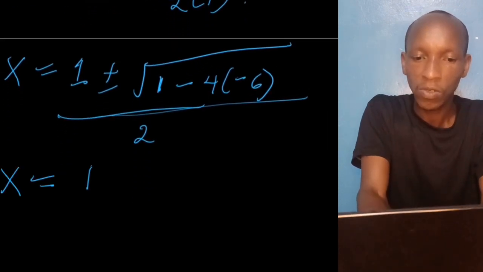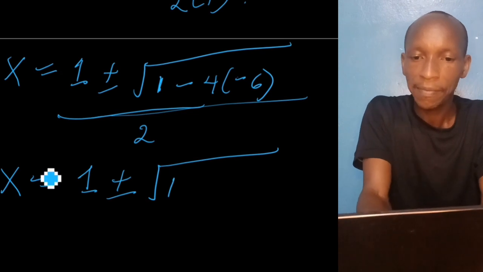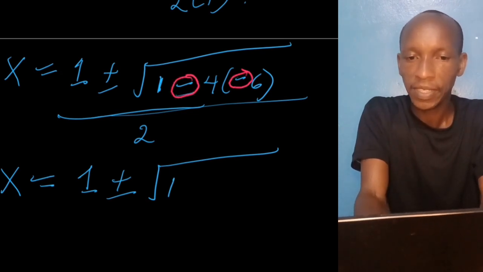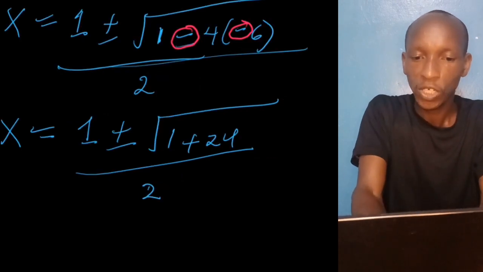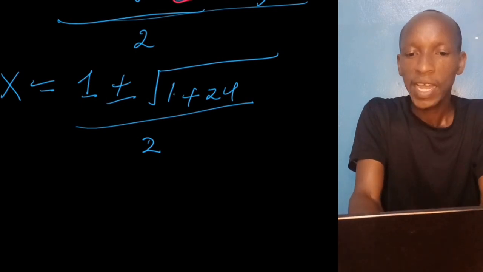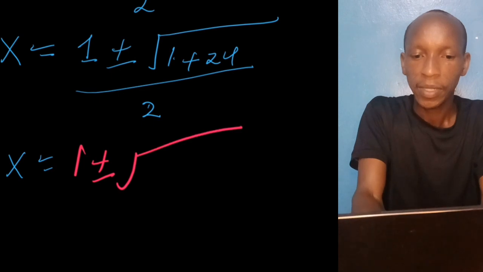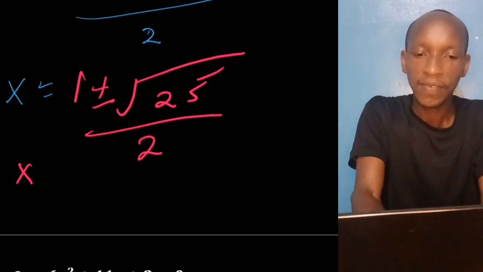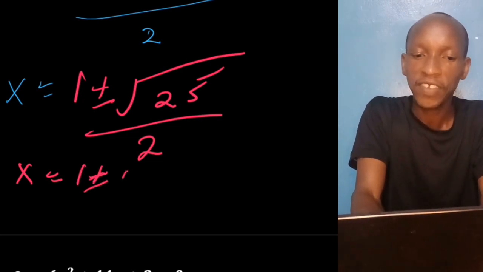X is going to be equal to 1 plus or minus the square root of 1 minus 4 times -6. This will now give you +24, then divide by 2. So 1 plus 24 gives you 25. So x is 1 plus or minus the square root of 25 over 2. The square root of 25 is 5, and then you divide this by 2.